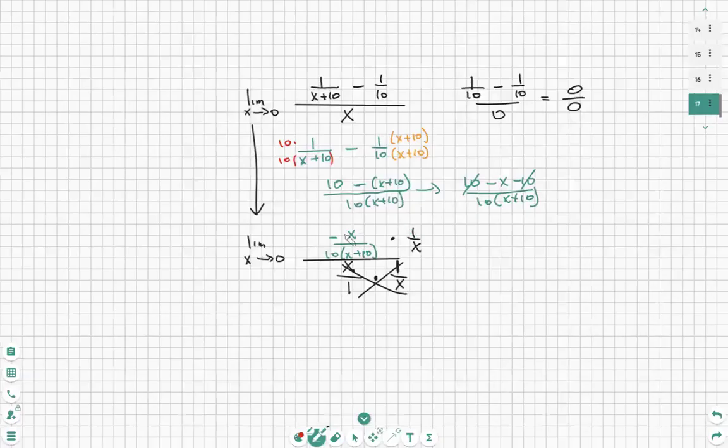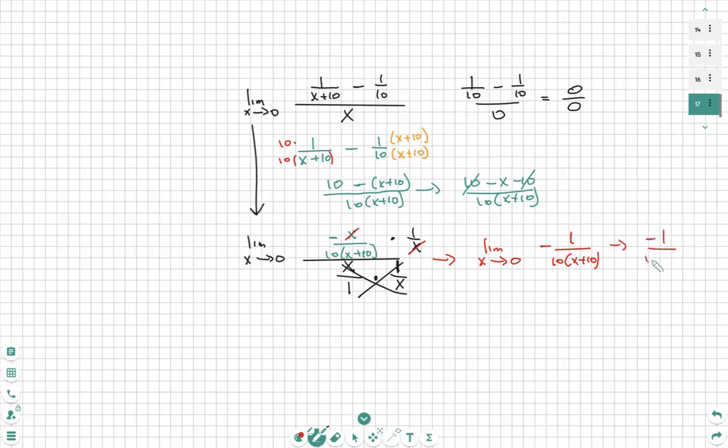And what you'll notice is now these two will cancel. And our x on our denominator is now gone. That restriction of that 0 on the denominator is now gone. So now I can rewrite the limit as x approaches 0 of negative 1 over 10 times x plus 10. Then you're just going to plug 0 into x, and that's it.